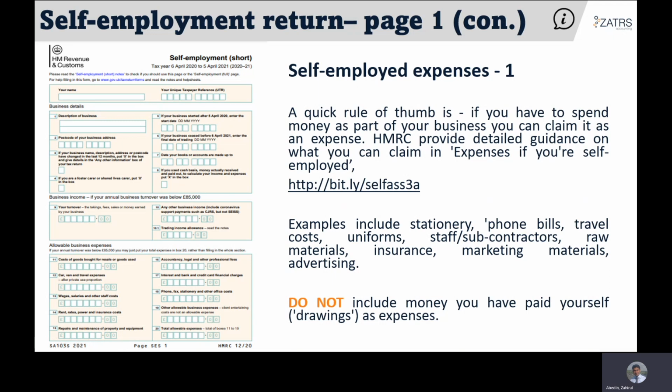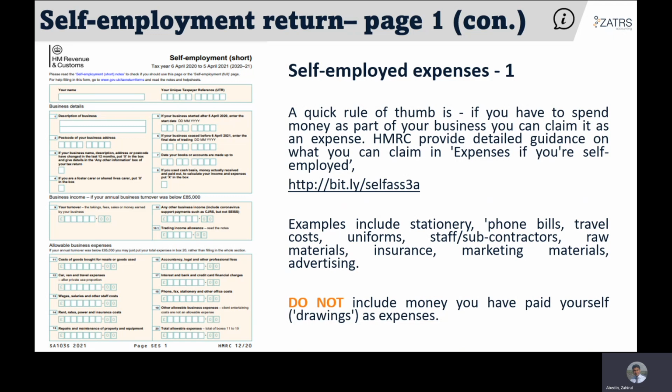So self-employed expenses, this is really important. We'll reiterate it later, but the tax that you might have to pay is all based on your profits. It's not based on the income in the business. It's the income less all the money you have had to pay out in expenses. So it's really important that you don't neglect any expenses that you could be claiming, because it might mean that you're paying more tax. A very crude but quick rule of thumb is basically if you have spent money as part of your business, you can claim it as an expense.